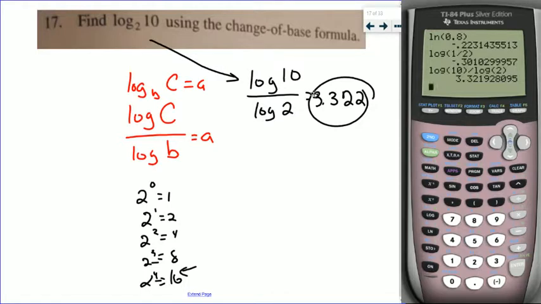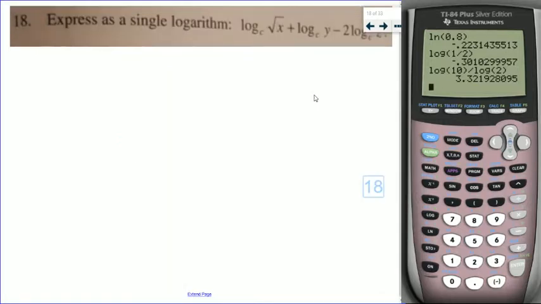Okay, so those are some things you can look for, so that you're not just completely relying on your calculating machine. Get a sense for these things. All right, on to number 18.